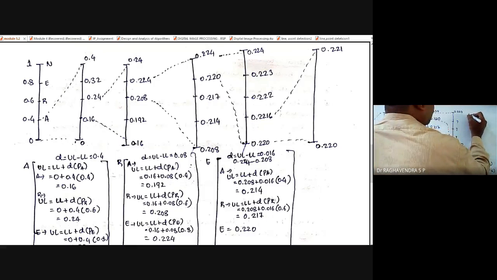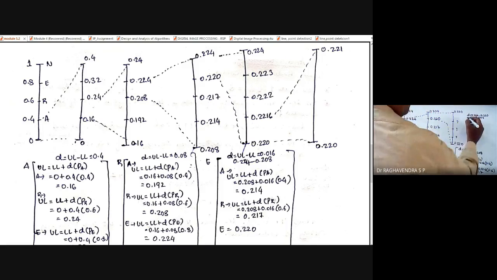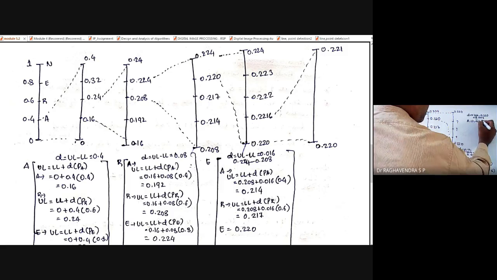So D is equal to 0.224 minus 0.220, which is 0.004. That is the difference. Then find out the value for A. The new upper limit is equal to the lower limit plus D into the cumulative probability of A.